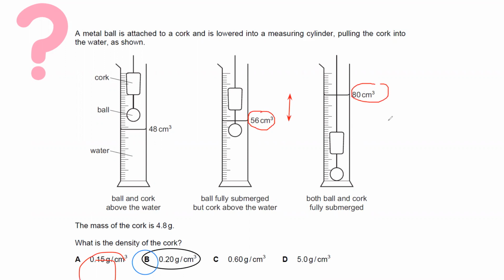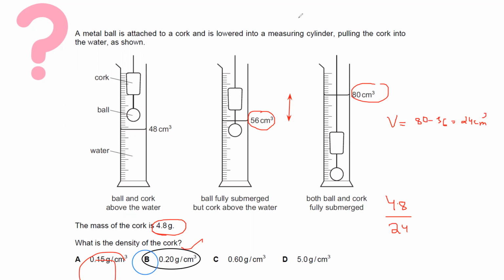And we need only the volume of the cork. So the volume of the cork is 80 minus 56, which equals 24 cm cube. And density is mass in a unit volume. So the mass of the cork is 4.8 and the volume of the cork is 24. 4.8 divided by 24. So B will be the right answer for this.